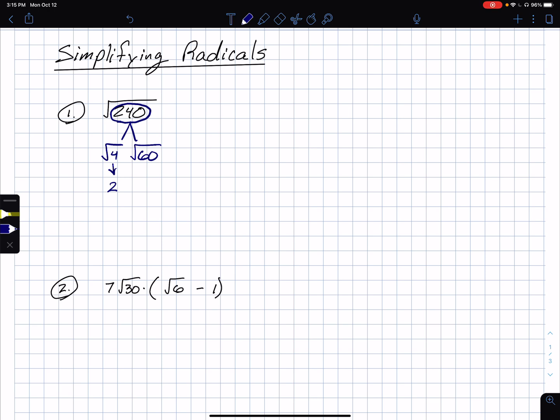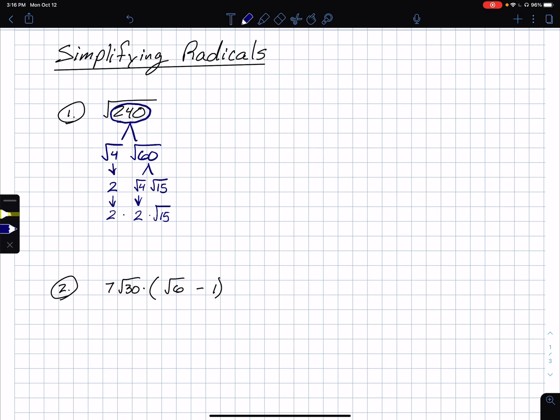Radical 60 can break down as well. Now we don't want to go with 6 times 10 here. You always want to gravitate towards factors that are showing any possible perfect square factors. So 4 times 15 would be a better route. And so again, we can break down this 4 to a 2. Don't forget, multiplicatively, we still have another 2 here. So now we get down to 2 times root 15.